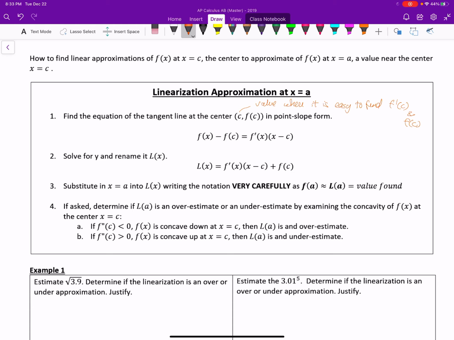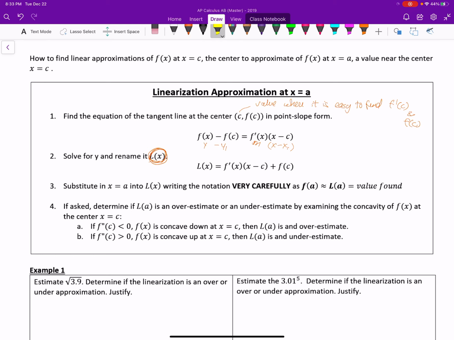Okay, so we're putting that in point slope form. Here's the slope. Here is y minus y1, and then x minus x1, like that. That's point slope form. Then solve for y and rename it L of x. That's for linearization. That's commonly used in calculus to indicate that I'm using linear approximation. So I'm making a tangent line and using that to approximate. Then substitute a into the linear function and write the notation carefully.